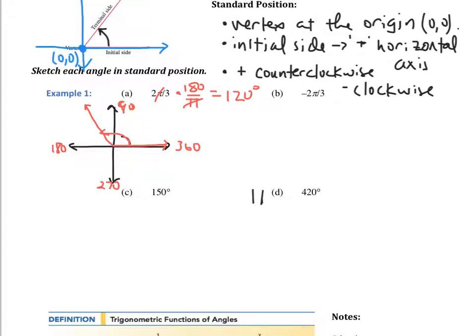Okay, questions on that before we go on? Okay, part B, we have negative 2 pi over 3. Well, what would that be in terms of degrees? Negative 120. Very good. All right, so I go and make my axes. Okay, and now the only thing is, because it's negative, I am going to go in a clockwise direction, and so therefore I'm going to go 120 degrees this way, and I'm going to have my angle end like that. So that's negative 120 degrees.